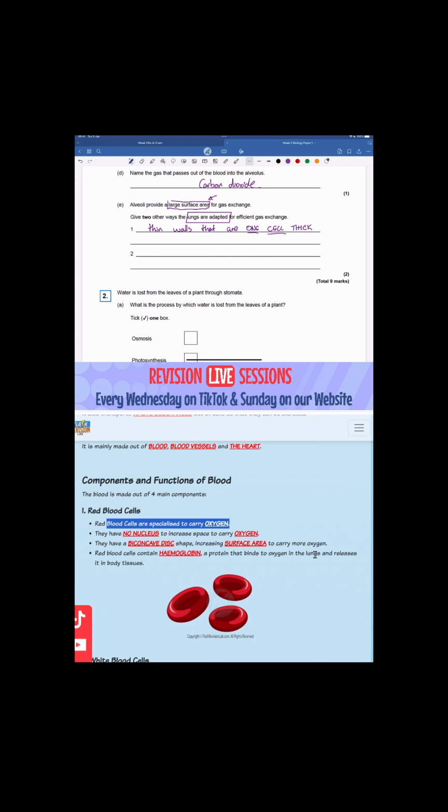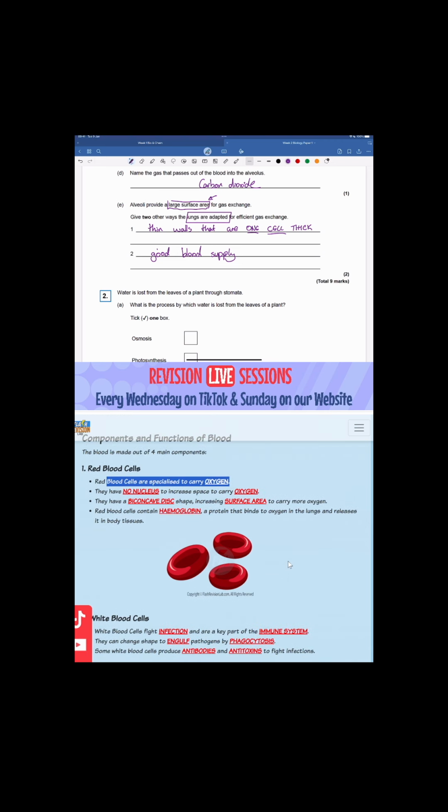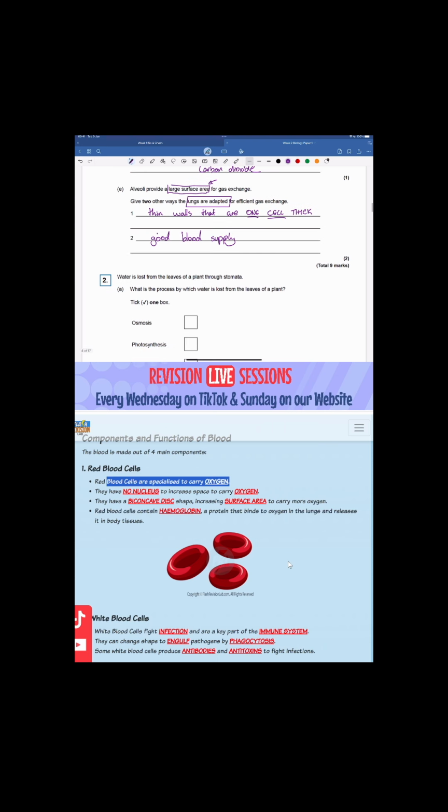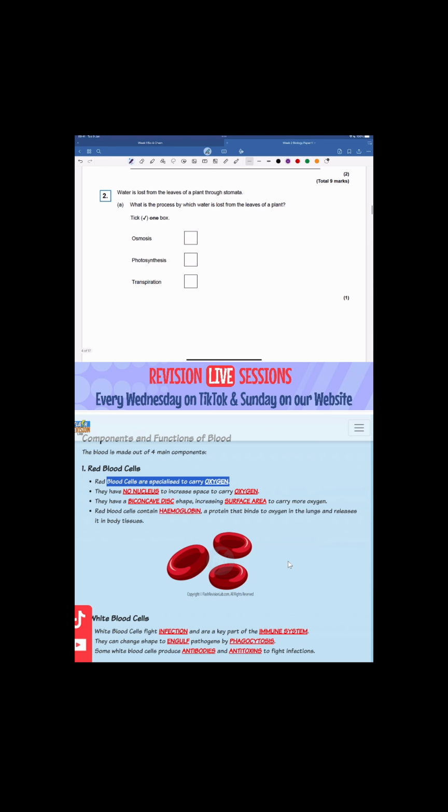Good blood supply. Yep. So basically, if you look at an alveolus, you'll see that it has loads of blood vessels around it. That's because it's got a good blood supply. Moist lining. I don't think that'll get you a mark, but that is a good answer. I don't think it gets you a mark for that one. That just helps the gas dissolve in the liquid around it. That doesn't improve diffusion, make it faster. Okay, good one. Next, question number 2.